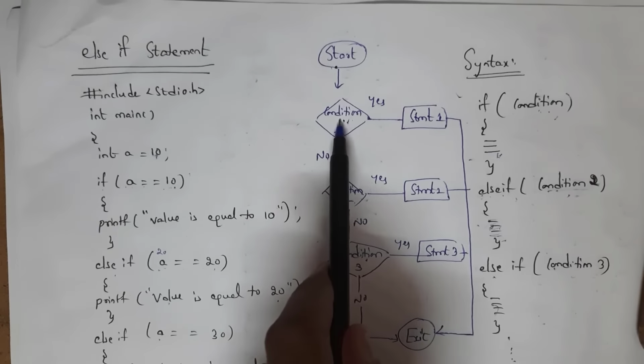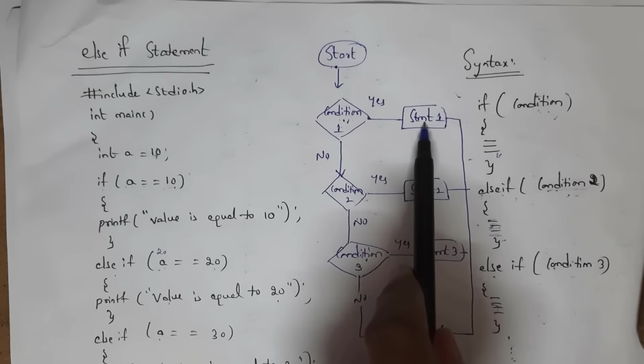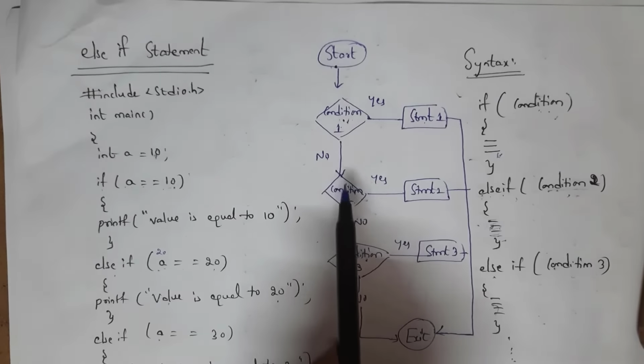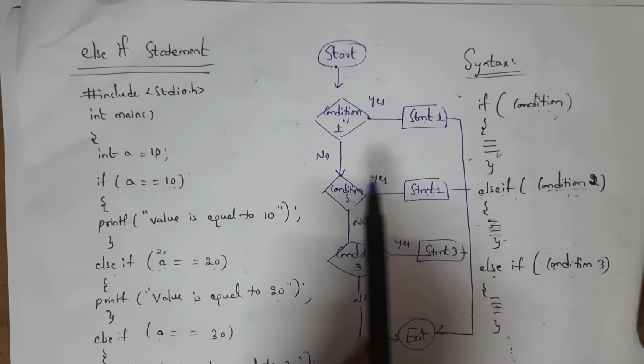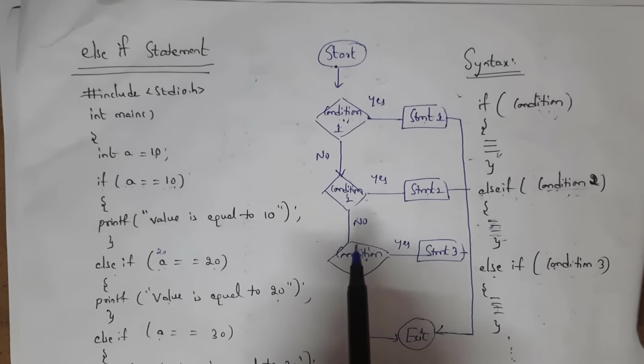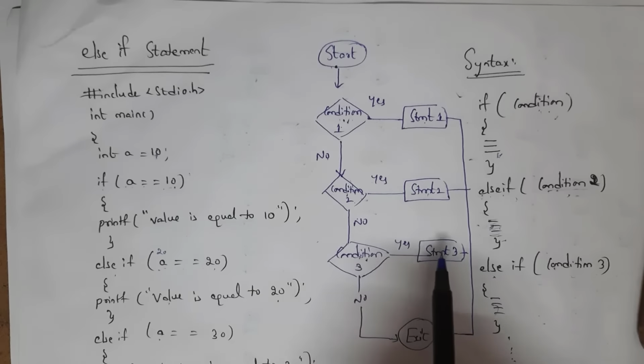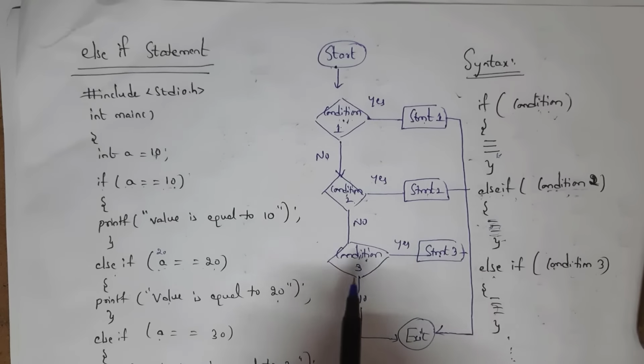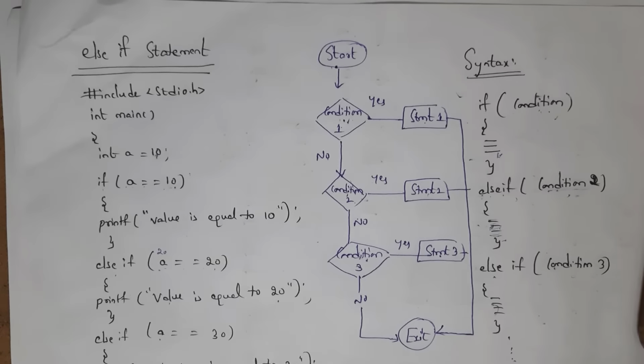If this condition is true, then the statement will be executed. If this condition is false, then it will go to condition 2. If this condition 2 is true, then this statement will be executed. If condition is false, then it will go to condition 3. If this condition 3 is true, then it will print statement 3. If this condition is false, then it will exit. This is flowchart for else if statement.